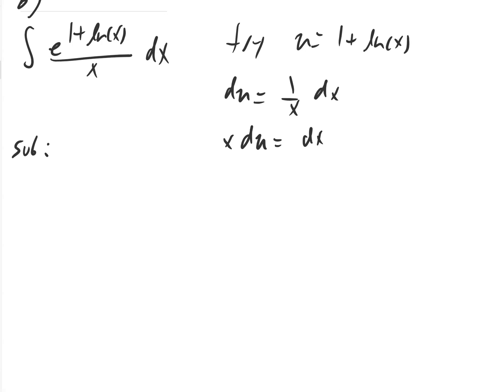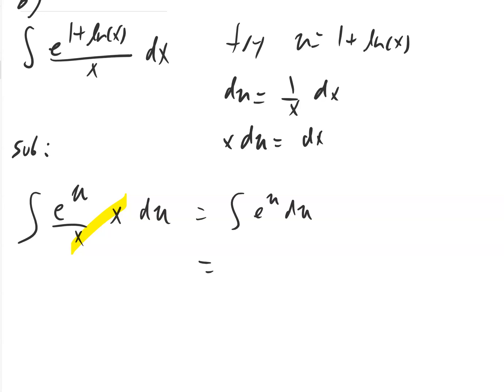Next we substitute into the original integral. Then some of these x's cancel, and we're left with the integral of e to the u du, which is simply e to the u plus an arbitrary constant. Plugging the original function back in for u, this gives us the final answer of e to the 1 plus natural log of x plus c.